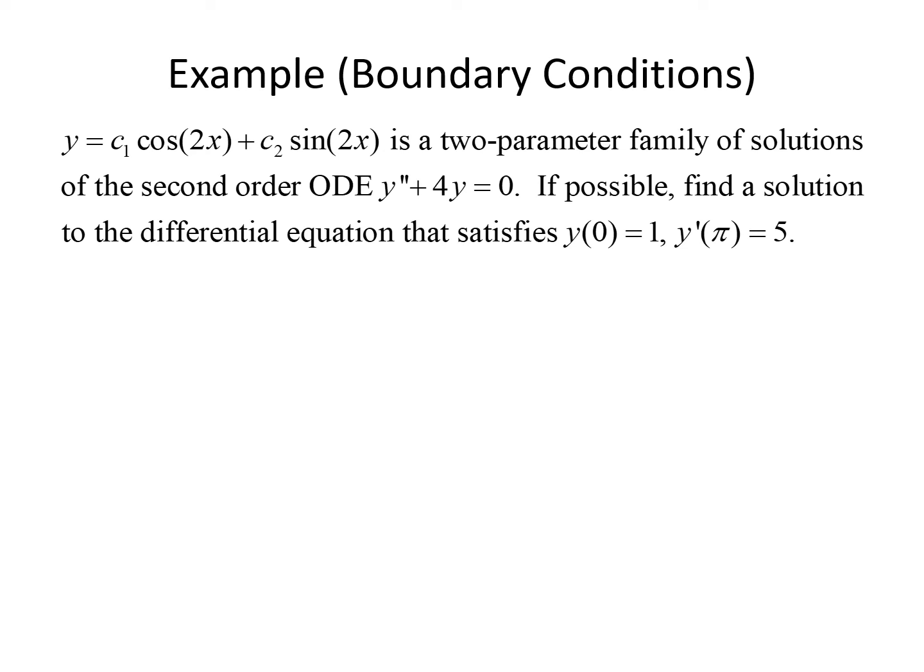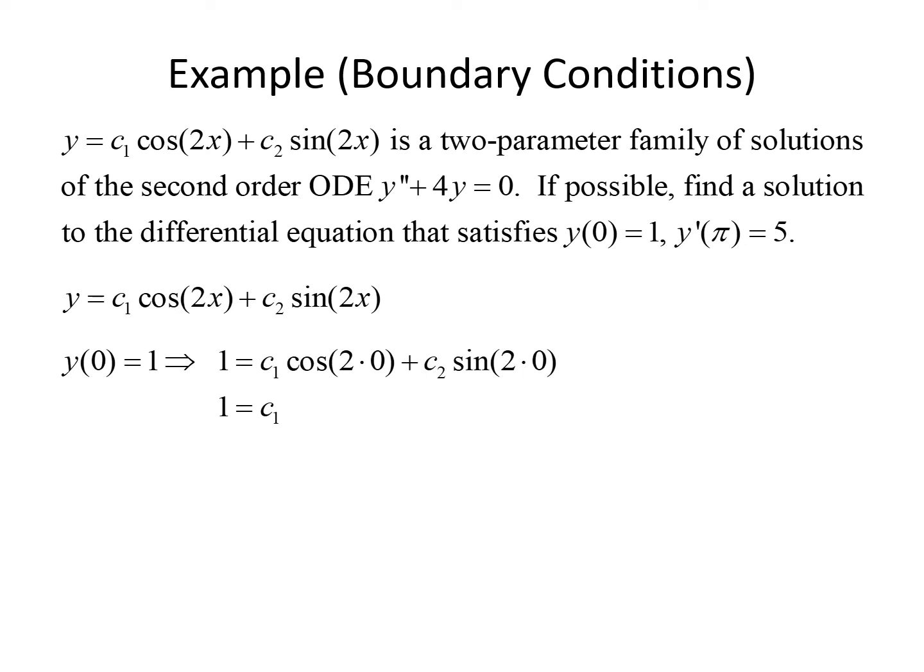So if we start with y of 0 is equal to 1, that means that 1 is going to equal c1 cosine of 2 times 0 plus c2 times the sine of 2 times 0. Now the cosine of 0 is equal to 1, so we get c1 in our first term, and the sine of 0 is equal to 0, so the second term goes away. So we know now that c1 is going to equal 1.